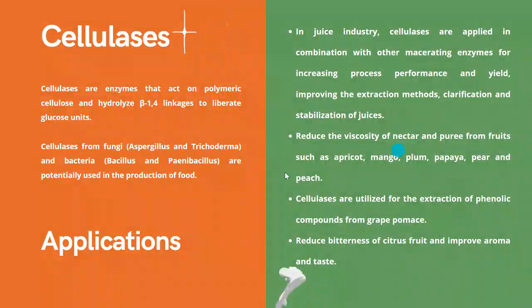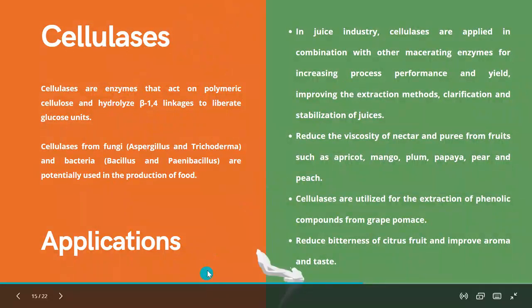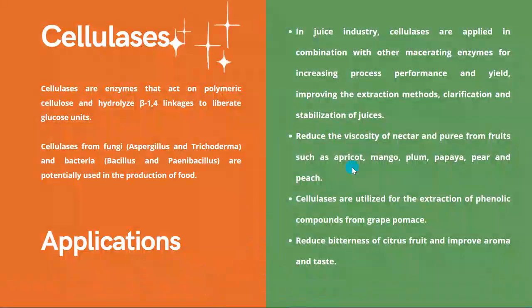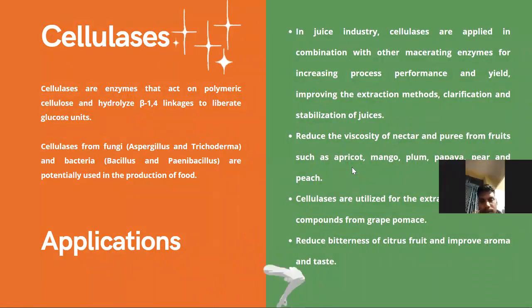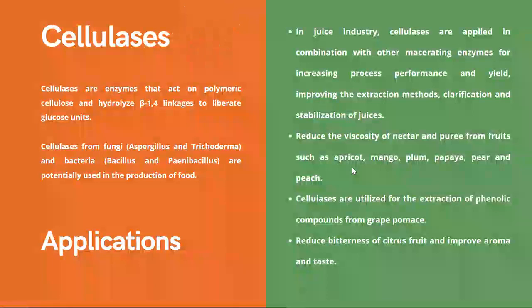The third point: cellulases are utilized for the extraction of phenolic compounds from grape pomace, and they also reduce the bitterness of citrus fruit and improve aroma and texture. So these enzymes also give flavor and taste to the juice, and in citrus fruit, like orange and mosambi, they reduce the bitterness.